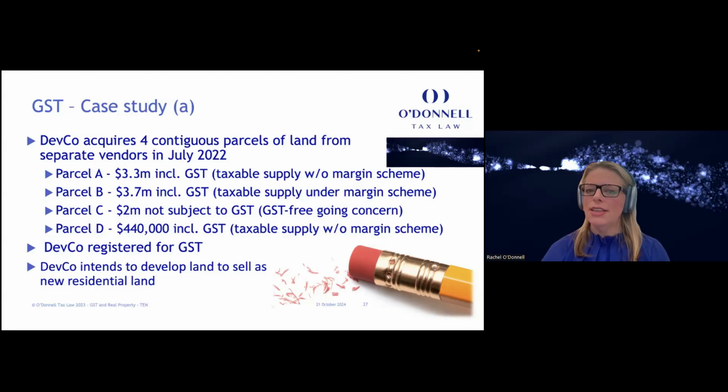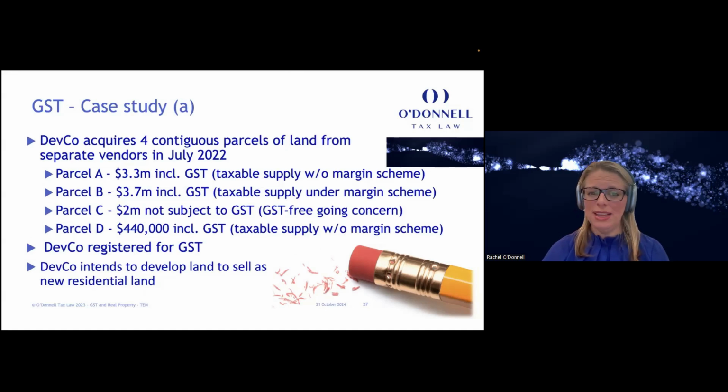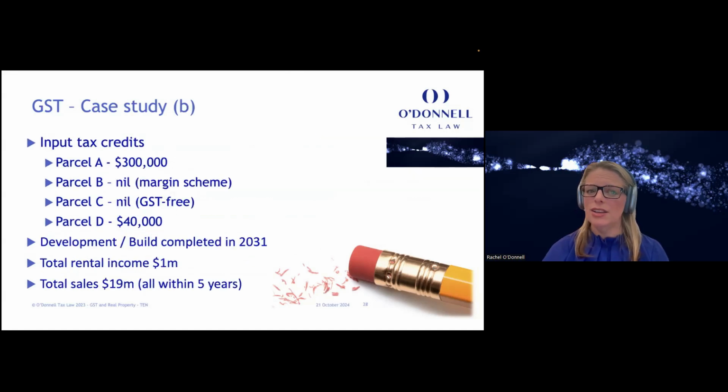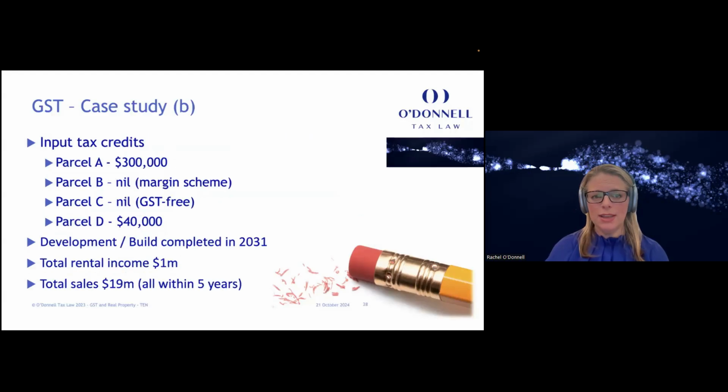Parcel B, the supply is made under the margin scheme. So we've got there that there's no input tax credits available because you don't get an input tax credit if you pay GST under the margin scheme. Parcel C, $2 million, not subject to GST. So obviously there's no claim of an input tax credit for GST because there was no GST. And then parcel D, which is the same in this instance as with parcel A, it's a taxable supply without the margin scheme, so we can claim the GST of $40,000 back as an input tax credit.